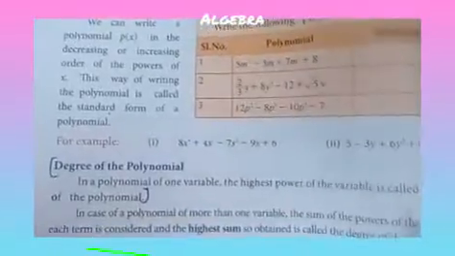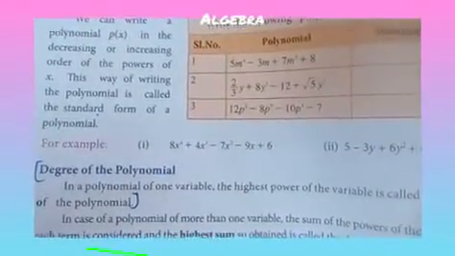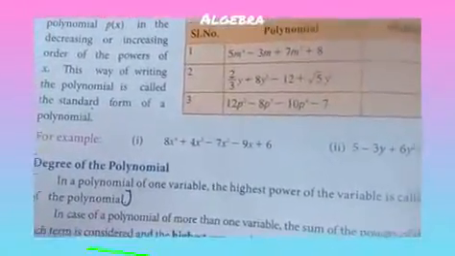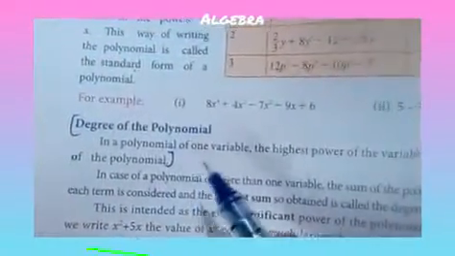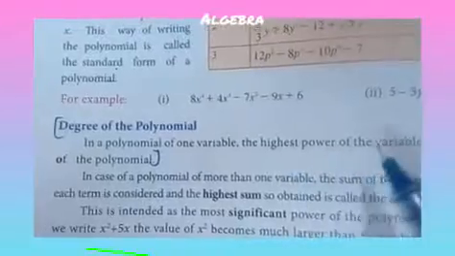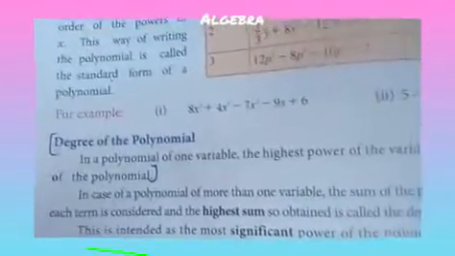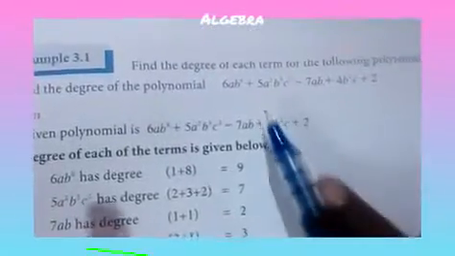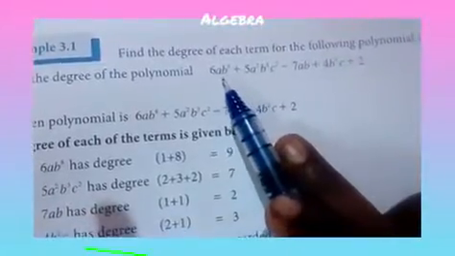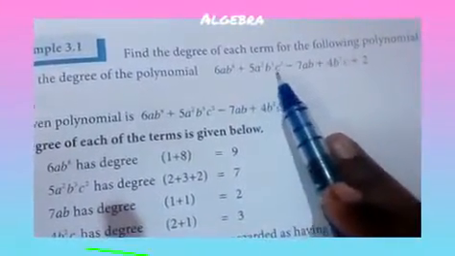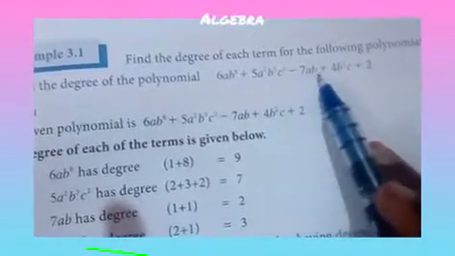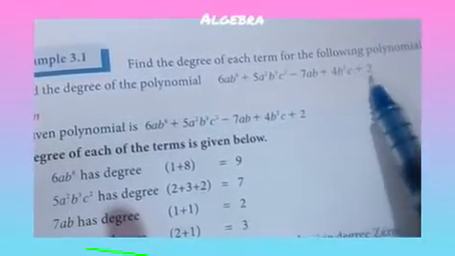Next, degree of the polynomial. In a polynomial of one variable, the highest power of the variable is called the degree of the polynomial. Highest power of the variable. For example, for 3.1, 6ab^8 + 5a^2b^3c^2 − 7ab + 4b^2c + 2.